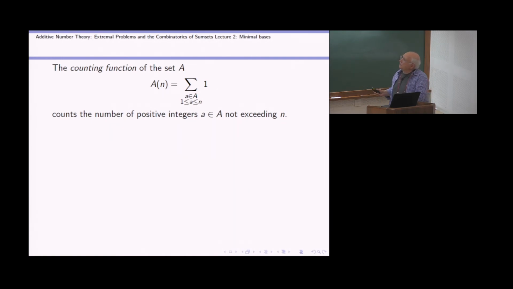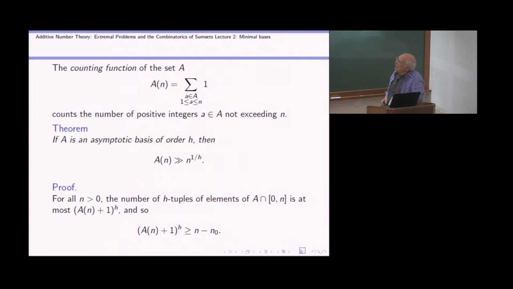So again, let's recall the counting function of a set of integers. It just counts the number of positive elements in the set up to x. And if you have any asymptotic basis of order h, the counting function has to be at least n to the 1 over h. That is, A(n) is at least some constant times the hth root of n for n sufficiently large. And the proof is one line.